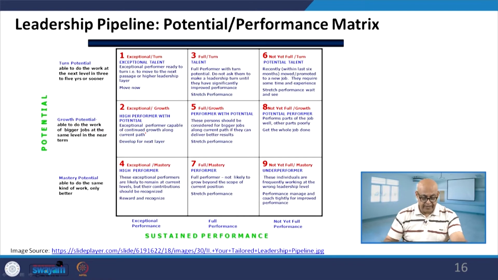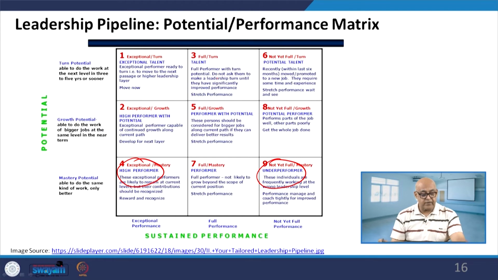So, we have to see the high performer, the underperformer, and the performer who is okay. This is a potential high performer, performance with potential, and then the not yet full growth potential performer, with performance in parts of the job. So, therefore, there is the potential performer, and the potential talent not yet a full turn, and the talent is there.